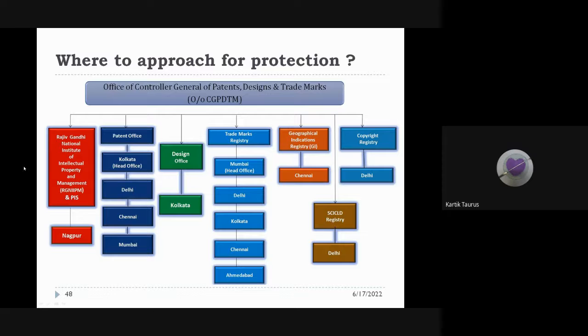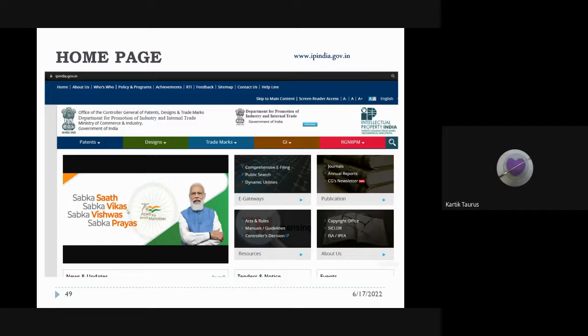So if you are further interested in studies on intellectual property, there is the Rajiv Gandhi National Institute of Intellectual Property Management in Nagpur. That conducts many programs, seminars, and so on. If you are more interested, you can follow their website and enroll in some courses. So this is how the web page of IP India, the Intellectual Property Office website, looks like. You can apply for protection online itself for all the intellectual properties.